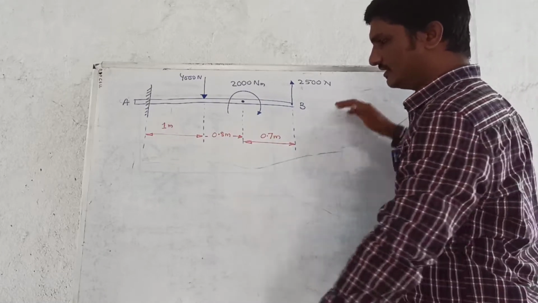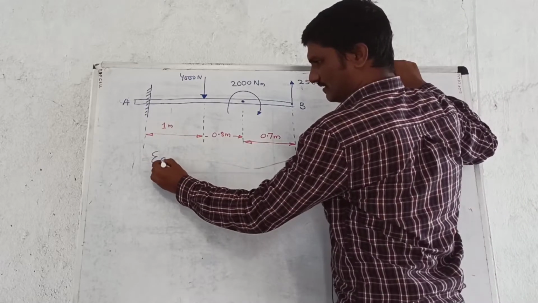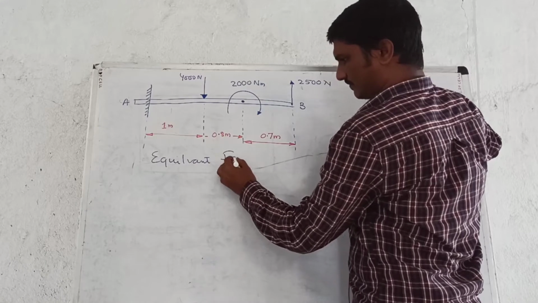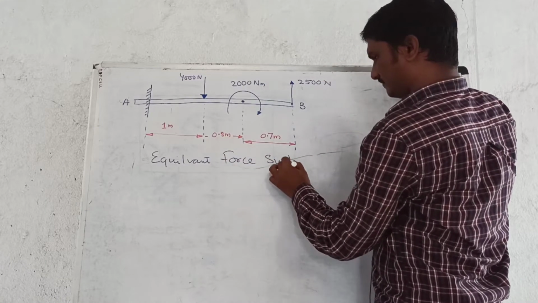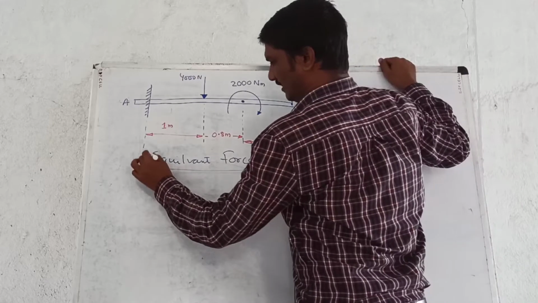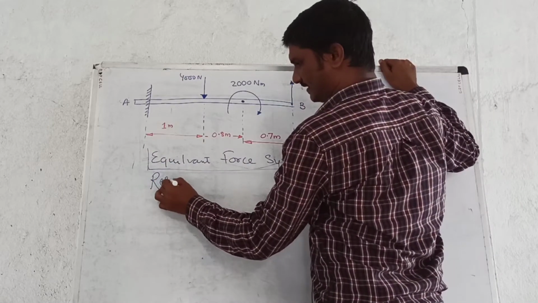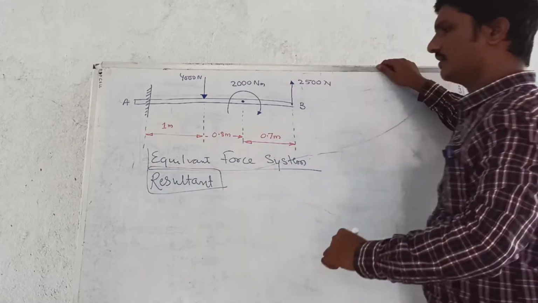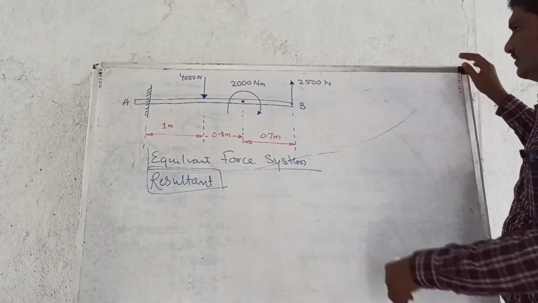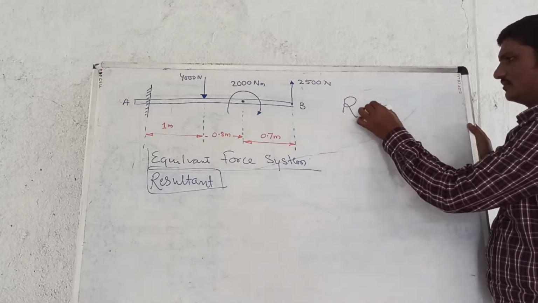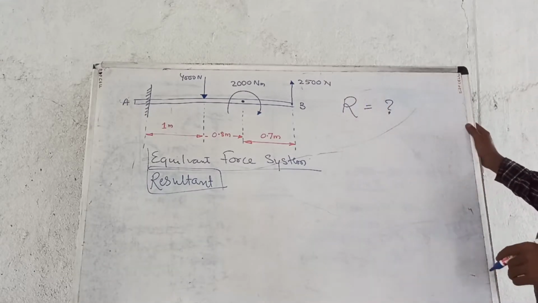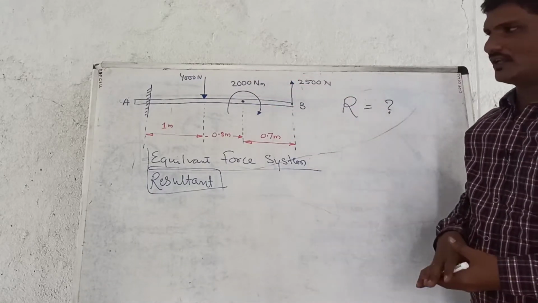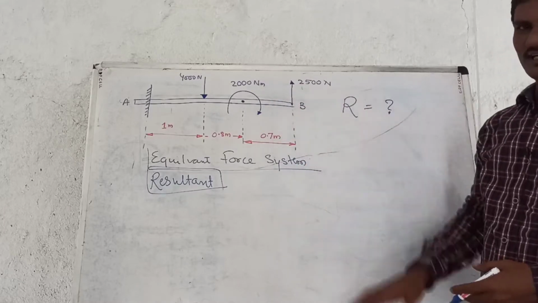Now you need to calculate the equivalent force system, and also you need to calculate the resultant. To calculate the equivalent force, you should first calculate the resultant force. So first you need to calculate the resultant R, where R is equal to what? As I said, there are no horizontal forces acting on the beam.